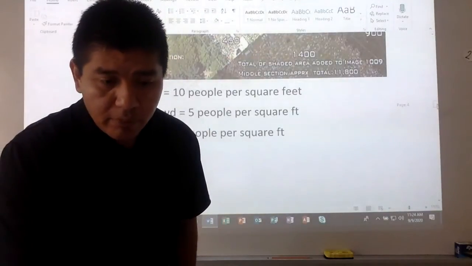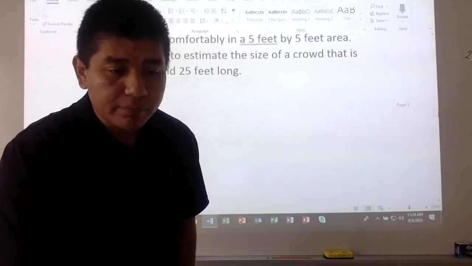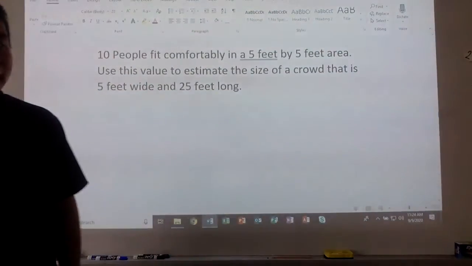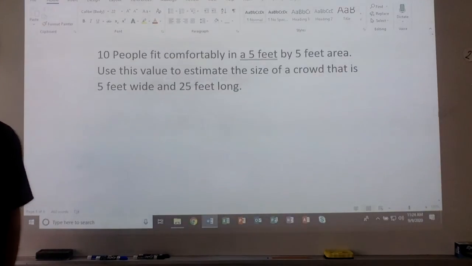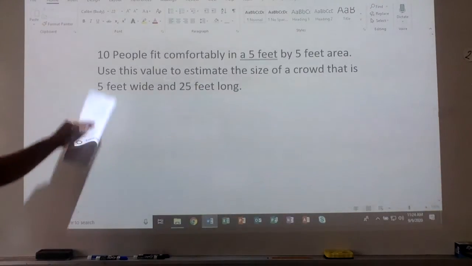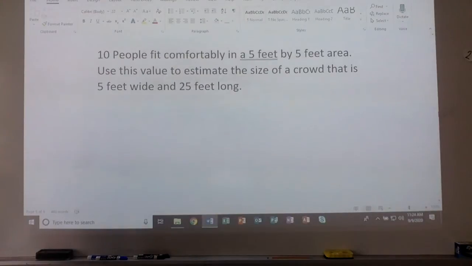Let's go straight to the problem. Problem number 1. It says 10 people fit comfortably in a 5 by 5 feet area. Use this value to estimate the size of the crowd that is 5 feet wide and 25 feet long.